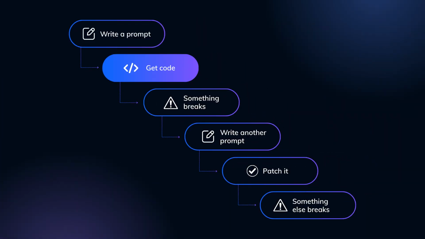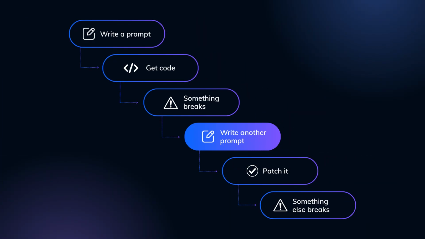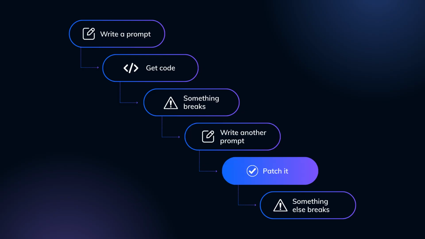Here's what's actually happening on most teams using AI right now. The workflow goes: write a prompt, get code, something breaks, write another prompt, patch it, something else breaks. You are not developing, you are prompt debugging, and you are generating technical debt faster than any human team could have. The root cause is that you're asking the AI to guess the architecture.